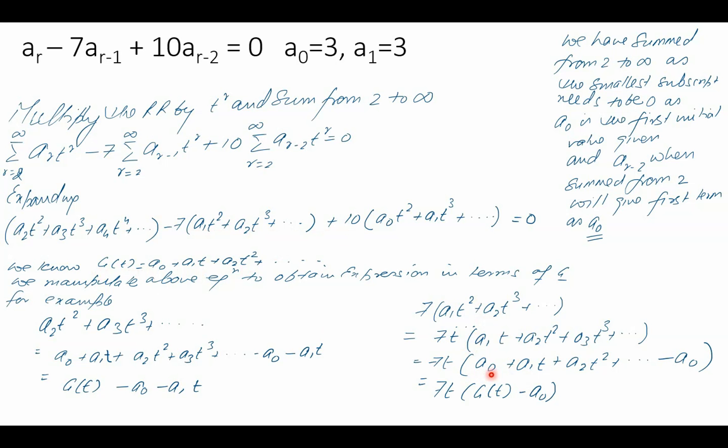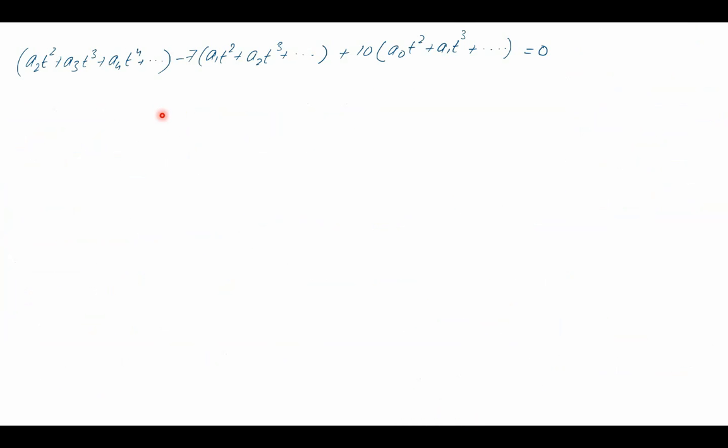So what I can do is I can add a0 over here and subtract a0 over here. So now this expression is mimicking the expression for g(t). So I have 7t(g(t) - a0), right? This a0, when I add it over here, I am now subtracting it from here. So now this becomes 7t(g(t) - a0). So this expression now essentially becomes g(t) - a0 - a1t - 7t(g(t) - a0) + 10t² g(t).